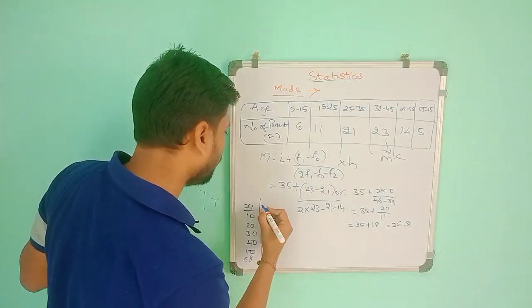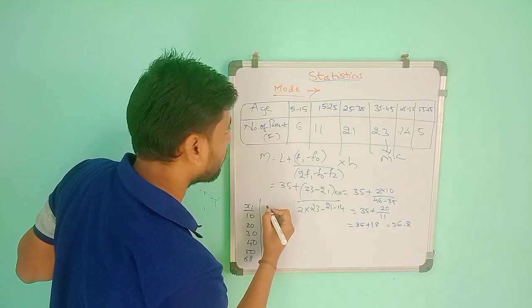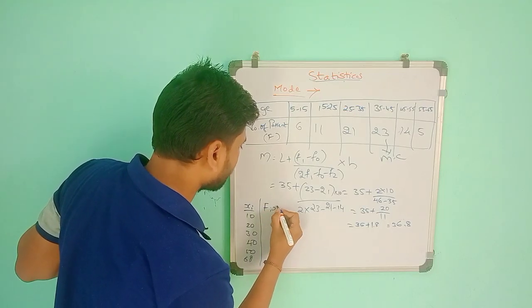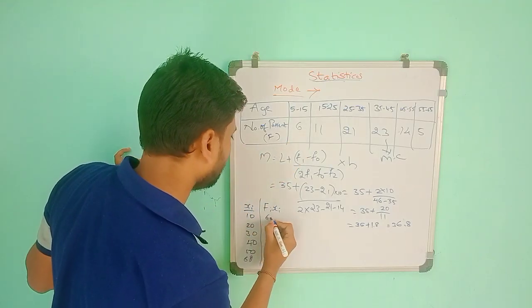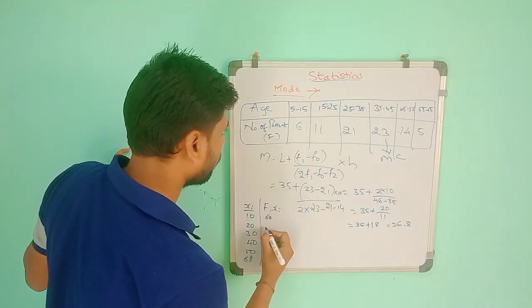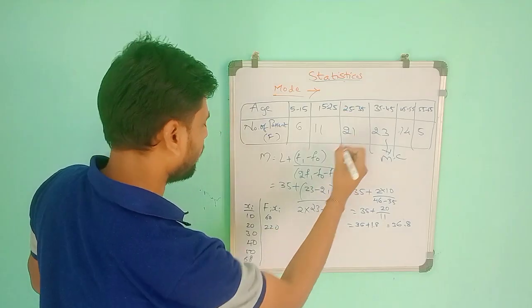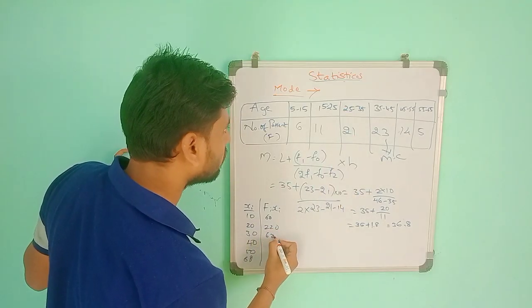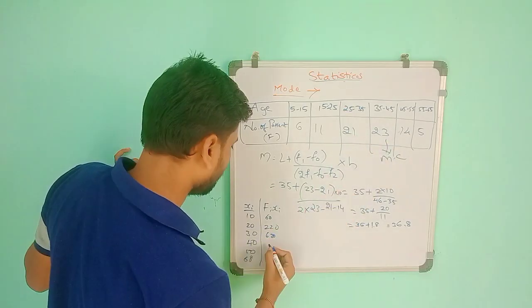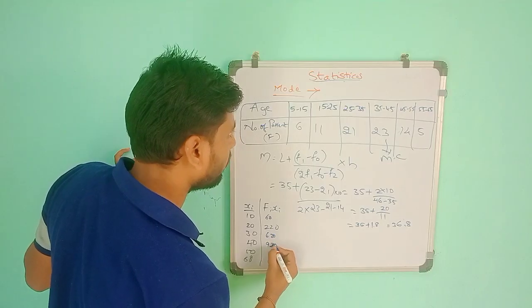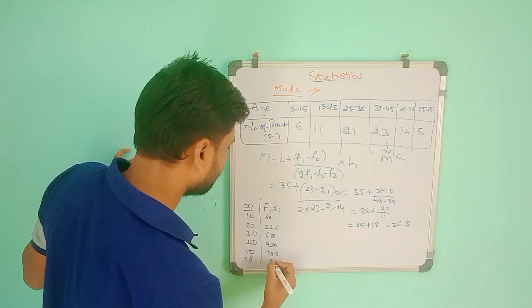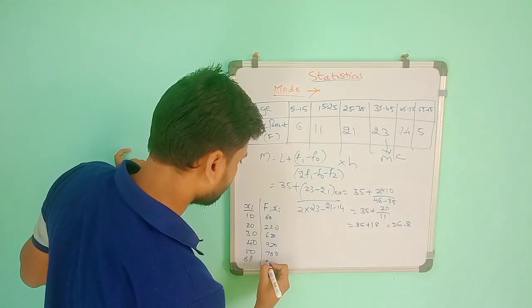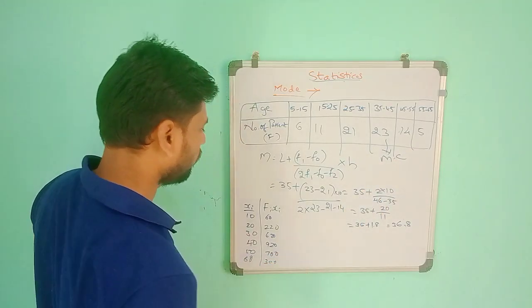So for this one I will take fi xi. This will be 10 into 6, 60. 11 into 20, so 220. Then 21 into 30, 630. 40 into 23, so 23 4s are 92, so 920. Then 14 into 50, 700. Then 5 into 60, 300. So you got the fi xi.